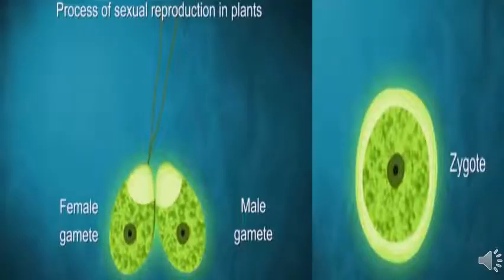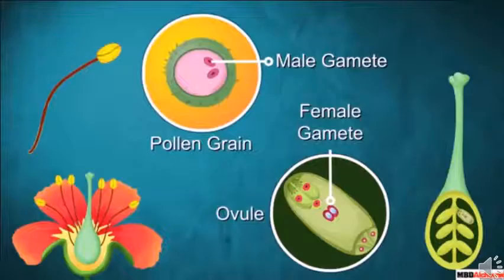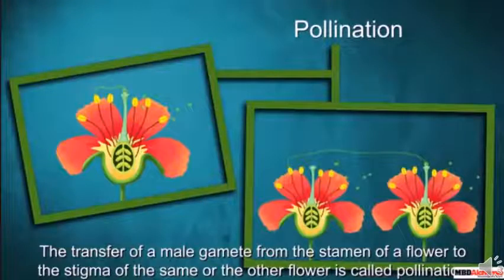For sexual reproduction to take place, a male gamete has to fuse with a female gamete, thereby forming a zygote. Now, for that the male gametes have to reach the female gametes. For this, first the pollen grain carrying the male gametes is transferred from the stamen of a flower to the stigma of the same or the other flower. Such transfer of pollen grains is known as pollination. Therefore, the transfer of male gametes from the stamen of a flower to the stigma of the same or the other flower is called pollination.